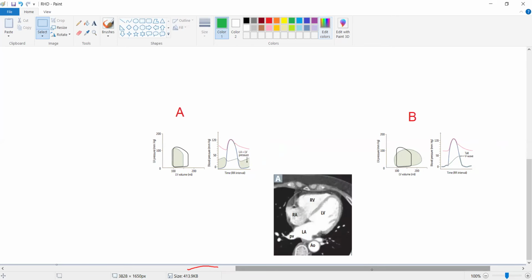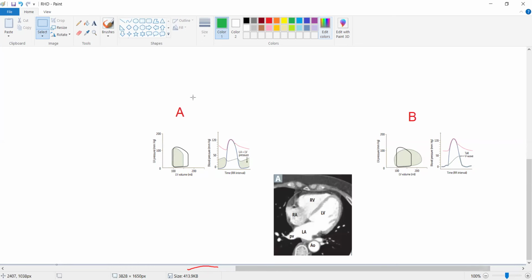So these are some pressure volume loops that are, again, very high yield, because sometimes they give you the scenario and you have to identify the pressure volume loop. Although we already discussed these kinds of things, this is again a repetition and a very, very high yield thing, right?